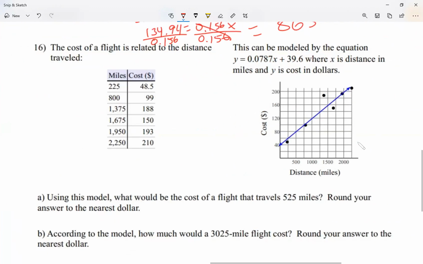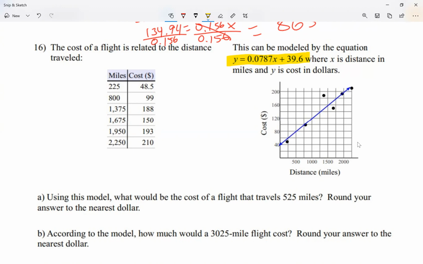Okay, let's take a look at a different example. So here the cost of a flight is related to the distance traveled. So now I have some miles and I have the cost. So pretty much the same idea. This can be modeled by the equation. So now I have a different equation. Let me highlight the equation that I have because I'm going to be using it a lot, where X is the distance in miles and Y is the cost in dollars. I can use the graph to approximate this.